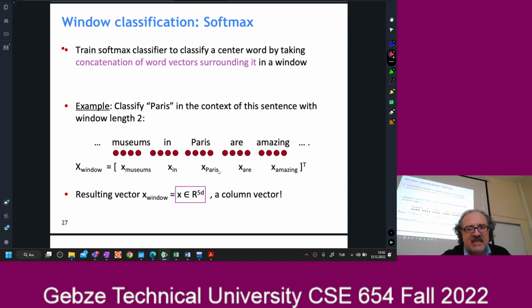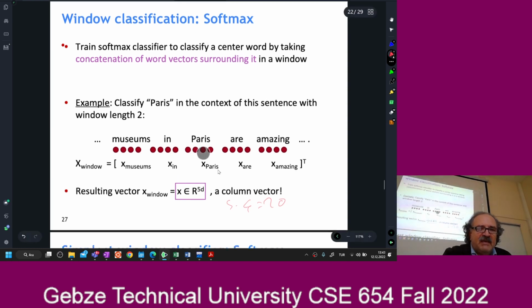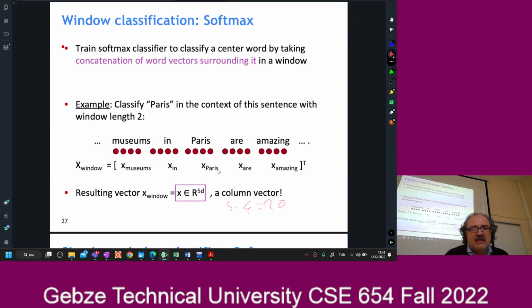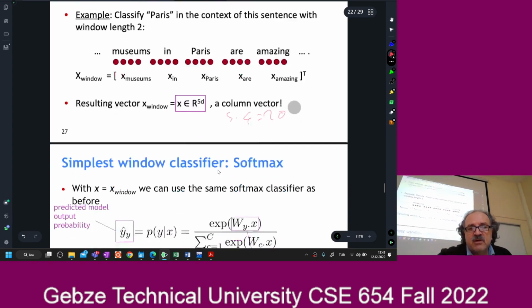D in this case is 4. So 5 times 4, a 20-dimensional vector like this one. And I am going to ask you to give me the named entity recognition label of Paris. That's my problem.